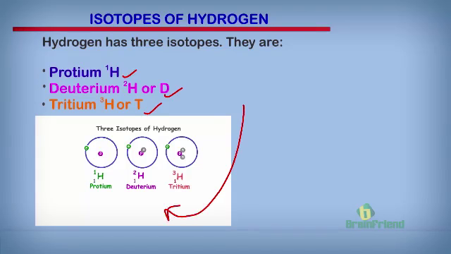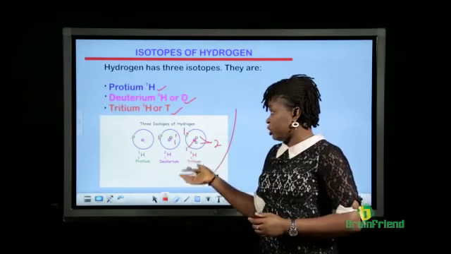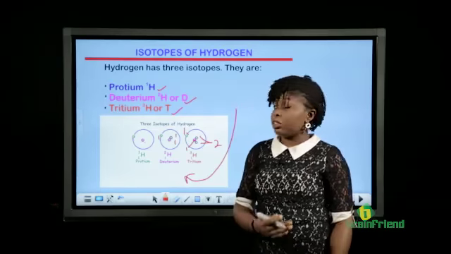Looking at the diagram here, protium has just 1 proton and 1 electron. There is no neutron. While deuterium has 1 neutron, 1 proton, and 1 electron. But in tritium, we have 2 neutrons, 1 proton, and 1 electron. So you see that the difference is in the number of neutrons these different isotopes possess. Deuterium and tritium have neutrons in them, while protium does not have a neutron.